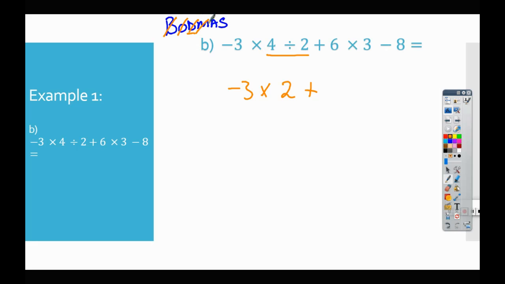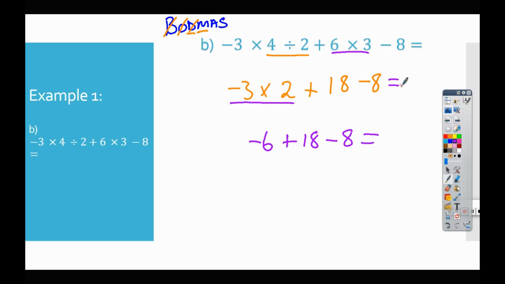We go to multiplication. Let's just underline multiplication. So 6 times 3, that will give us an answer of 18, and then we bring back the other minus 8. Alright, so we are not done with multiplication. We still have a multiplication here. That was the first multiplication, so this is the second one that we need to do. So it's negative 3 times 2, that will give me a negative 6 plus 18 minus 8. So this is our last bit of the equation that we need to now complete.